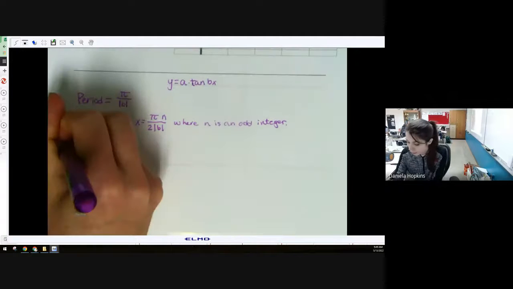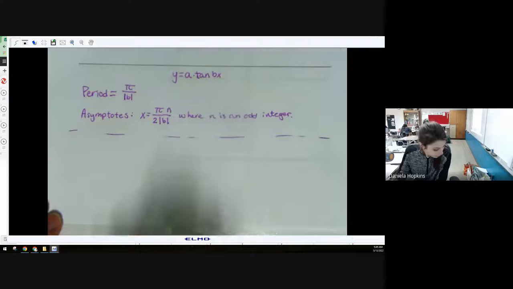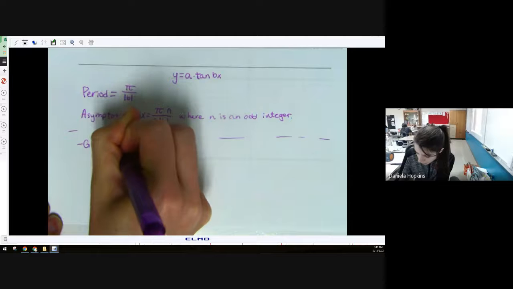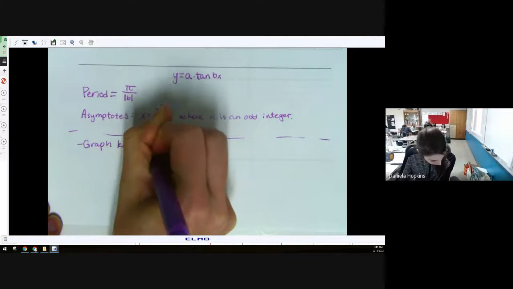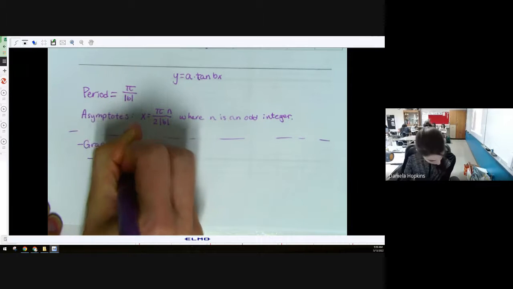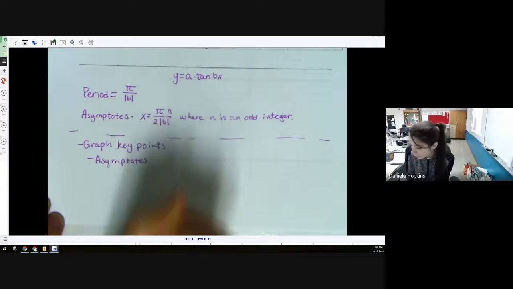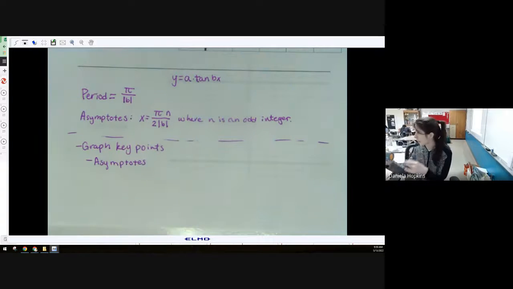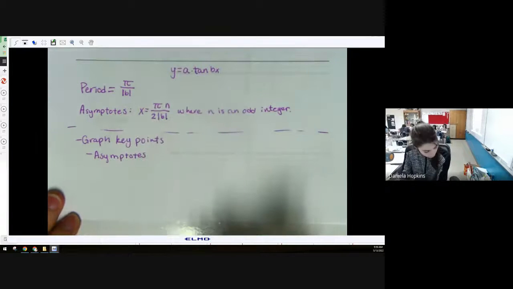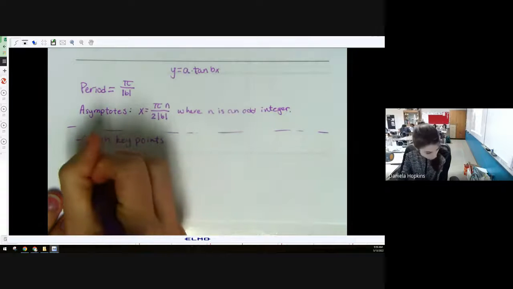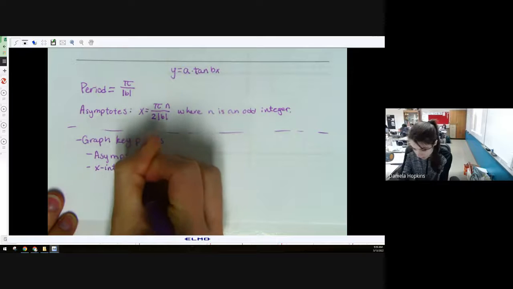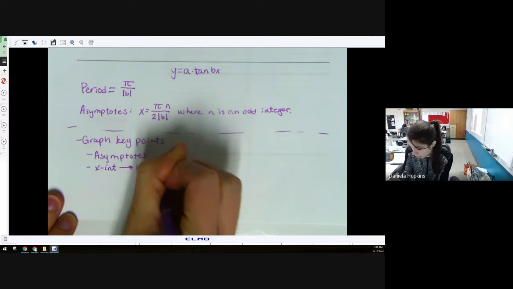So how we're going to graph these, I need that line there, but we're going to start by graphing key points. I always start by graphing my asymptotes. I also find my period and label my x and y axes for what I need. I am sure there is a more mathematical rule for the x-intercepts, but I personally just like to think of the x-intercepts as halfway between asymptotes.